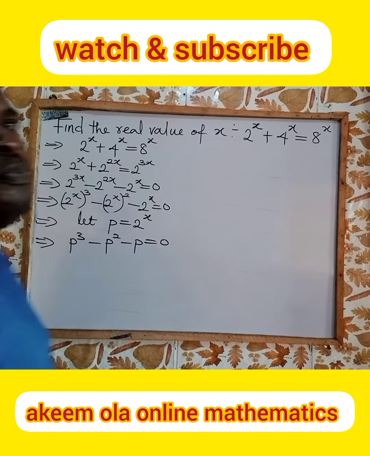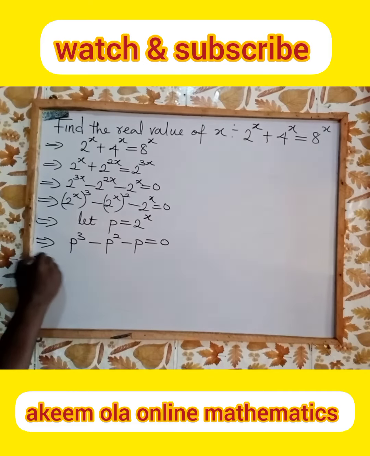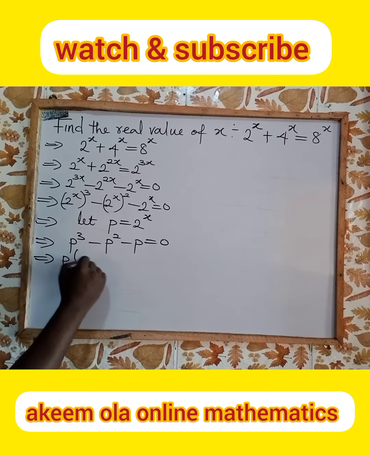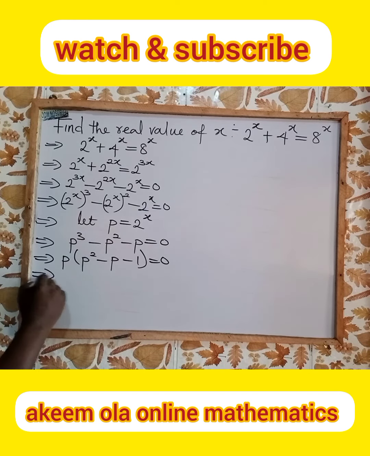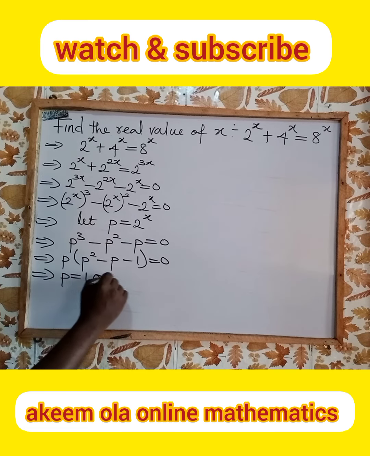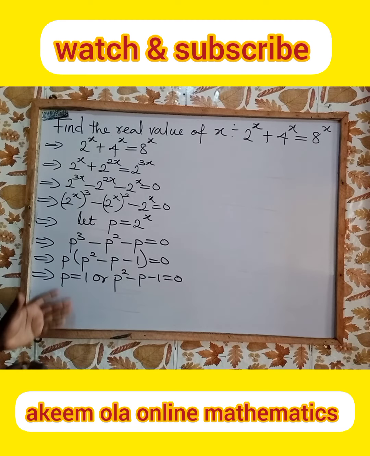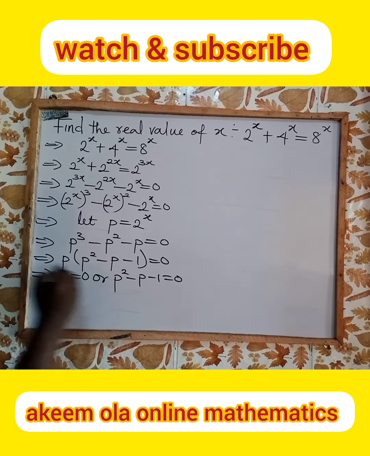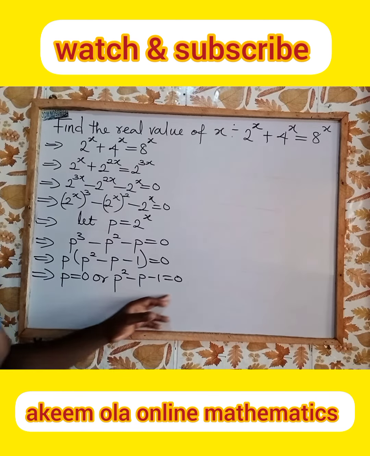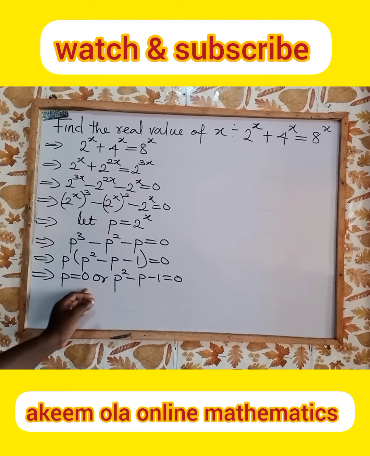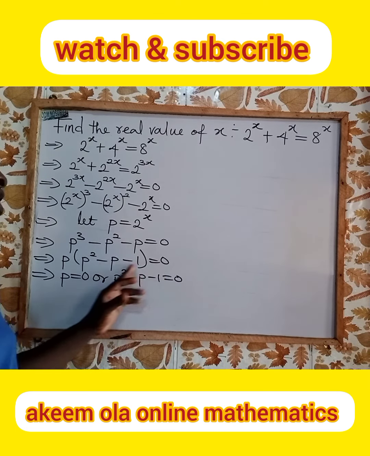And as you can see, p is common to the sides. That means I can take it out. If you move it out, we have p into p squared minus p minus 1 is equal to 0. So I am going to have two answers here now. P is equal to 0, or p squared minus p minus 1 is equal to 0. So here I have gotten an answer for my p, and I also have another equation here, so I can still solve this one further.